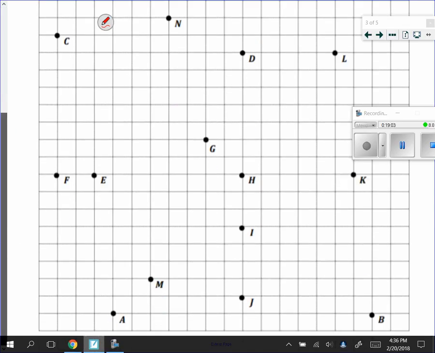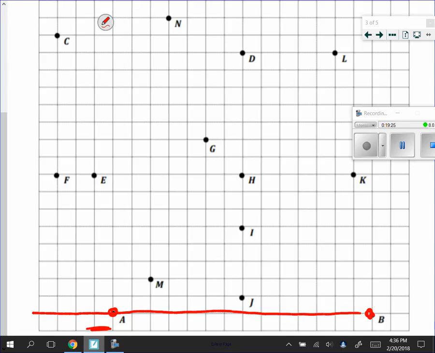So I need to find A and B. And it's not, you know, down here. Here's A, here's B. So my x-axis has to go through that. So I need to draw my line through there. So you should have drawn your line through A and B.